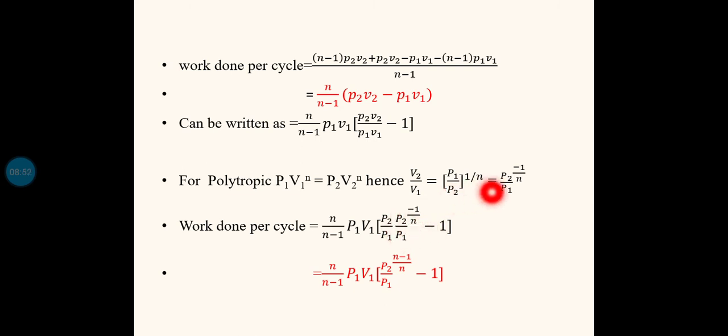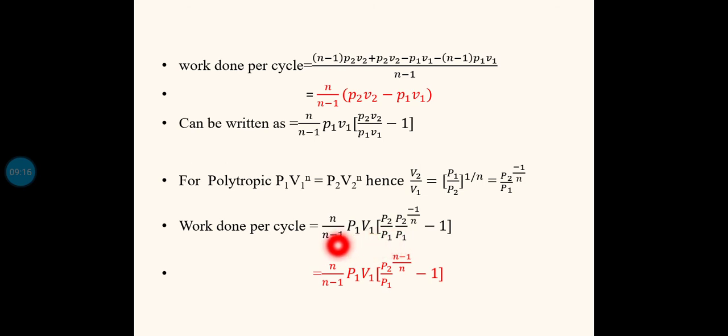So that's why I have reversed this side, okay. So the final work done per cycle becomes n by n minus 1 p1 v1 into p2 by p1 into p2 by p1 raised to minus 1 by n minus 1. So this is x raised to m into x raised to n. As I told, it is x raised to m plus n. So p2 by p1 raised to 1 plus minus 1 by n. So totally it is n minus 1 by n.